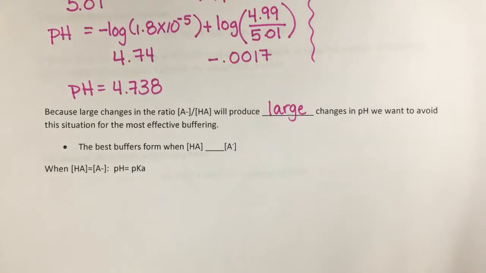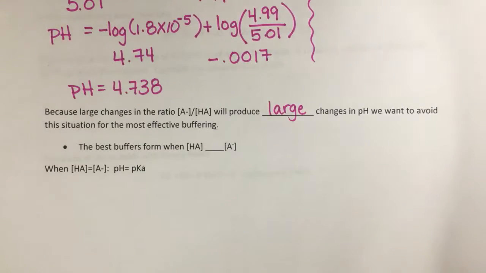Our buffer can only moderate small changes. We don't want to have big changes, okay? So we want to add little amounts of strong acids or little amounts of strong bases, but if we add too much, then we're going to see large changes in our pH, okay?